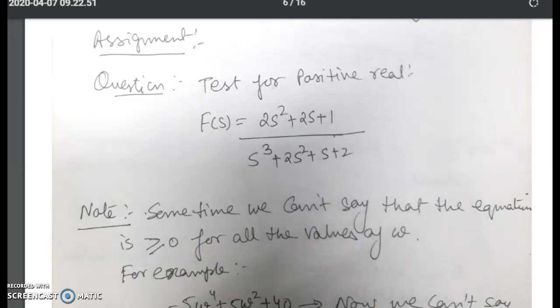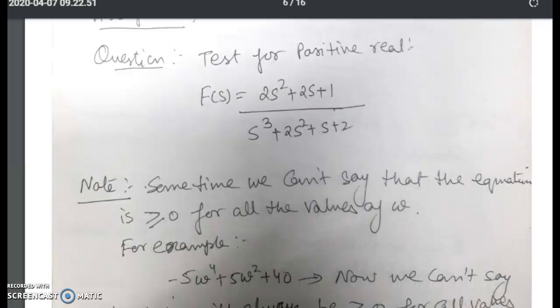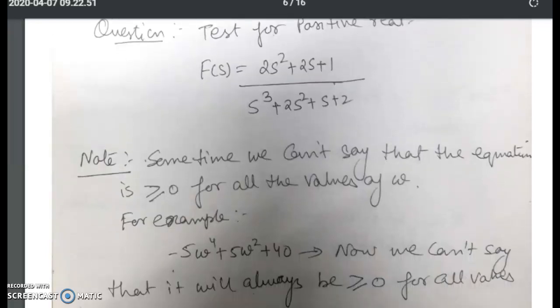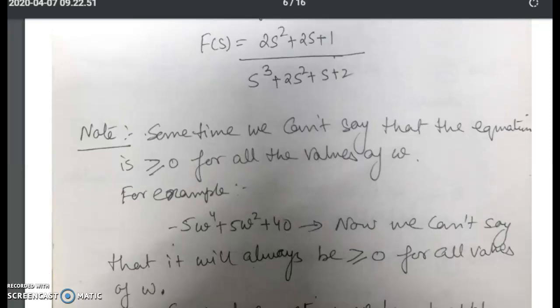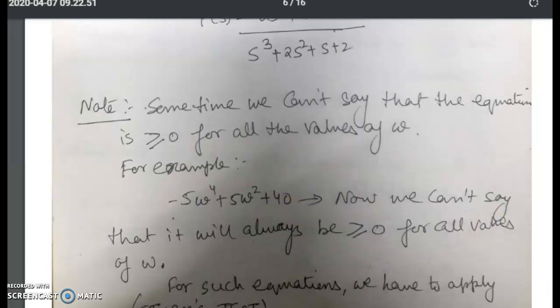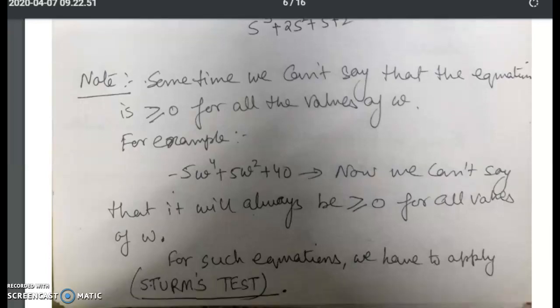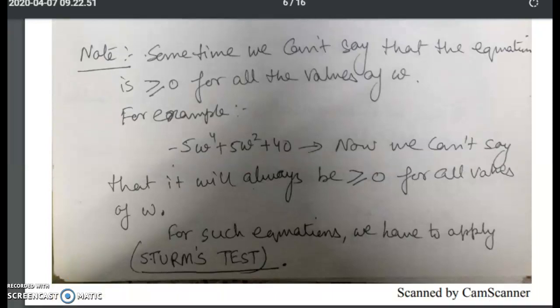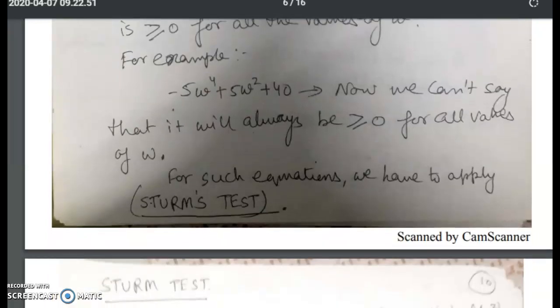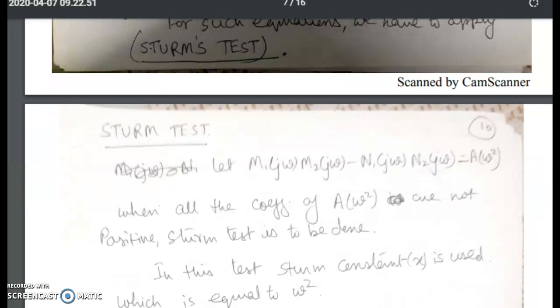So sometimes we can't say that the equation is always greater than or equal to 0 for all the values of omega. For example, if any term is negative, like minus 5 omega to the power 4 plus 5 omega square plus 40, now we can't say that for all the values of omega the resultant value is always greater than or equal to 0. For such equations we have to apply the Sturm test. So let's see what the Sturm test is.